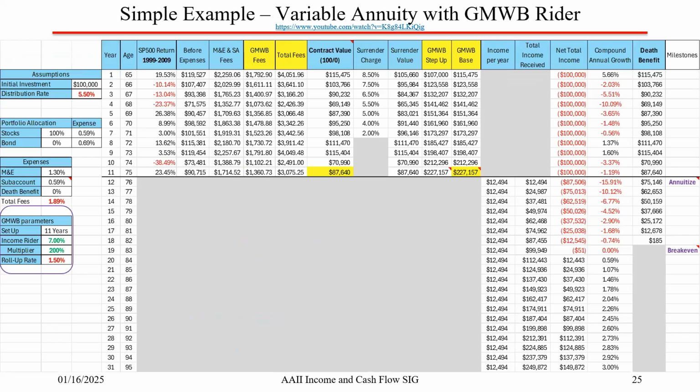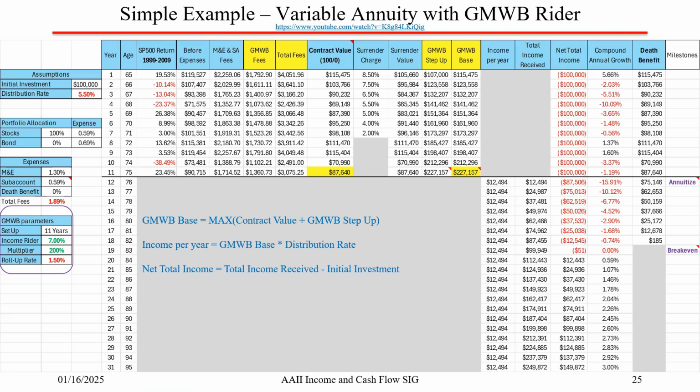Here's an example that needs the income rider because you were investing in a not so good market. It's from 1999 to 2009. Again, I just list the extra ones, the GMWB base and the income per year, the net total income you get, the compound annual growth rate, the death benefit. Oops, sorry.